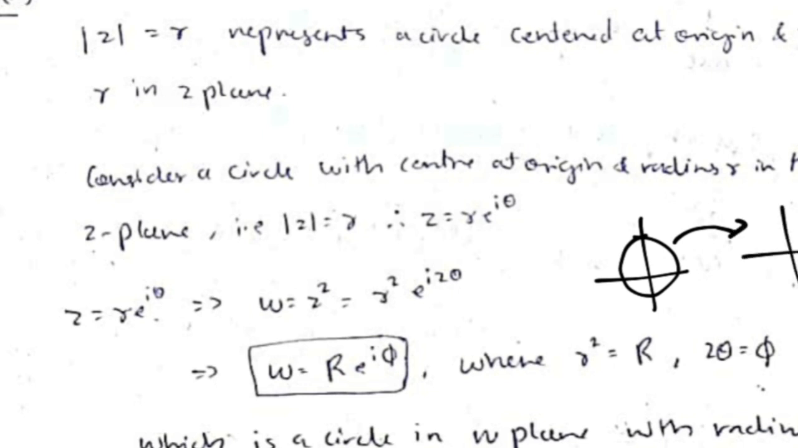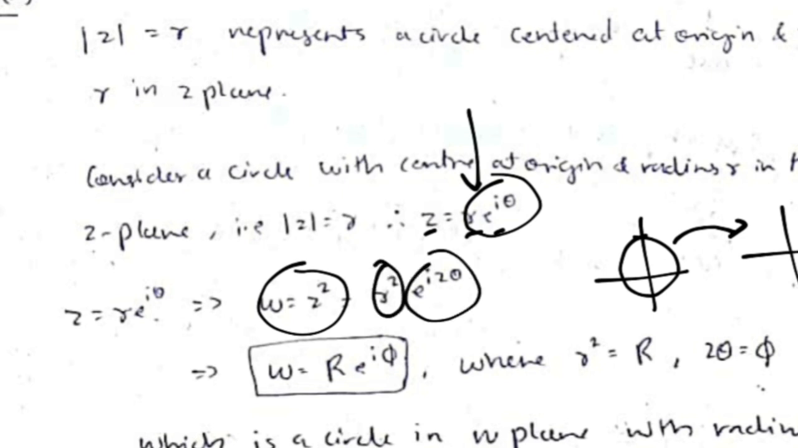Okay, for that consider the equation z is equal to r e power i theta. This is the standard equation you have to memorize, and taking w is equal to z square, we will be squaring the RHS, we will get r square e power i 2 theta. Take r square as capital R and 2 theta as phi, so we will get the equation w is equal to capital R into e power i phi.